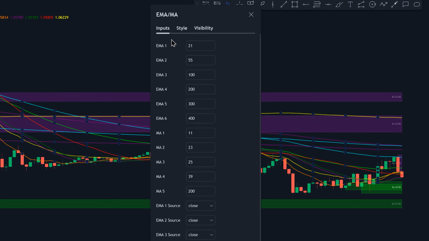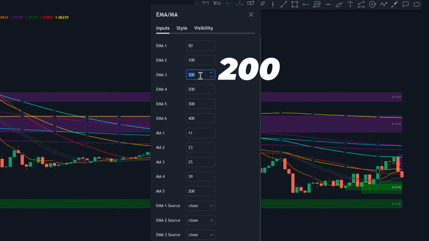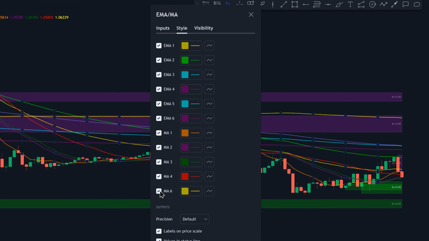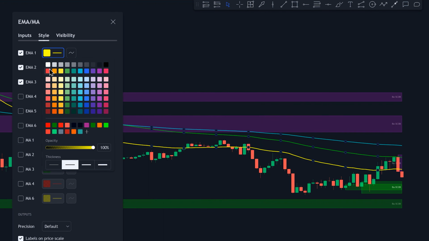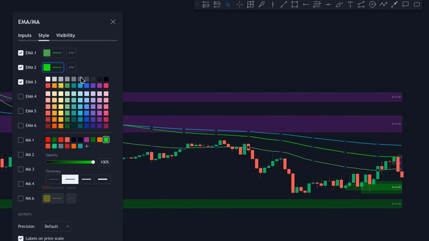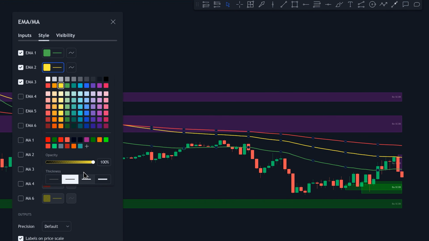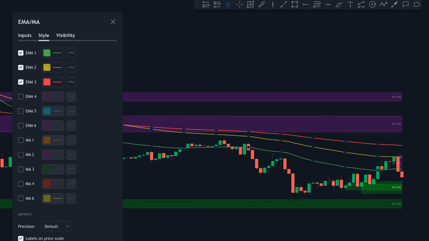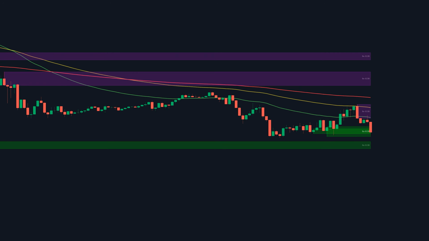On the Inputs tab, change EMA 1 length to 50, EMA 2 to 100, and EMA 3 to 200. On the Style tab, you want to disable every single EMA option except for the first 3 EMAs. Change EMA 1 color to green, EMA 2 to yellow, EMA 3 to red. You can also go with your own colors. This is just what I like to go with. After that, click OK.